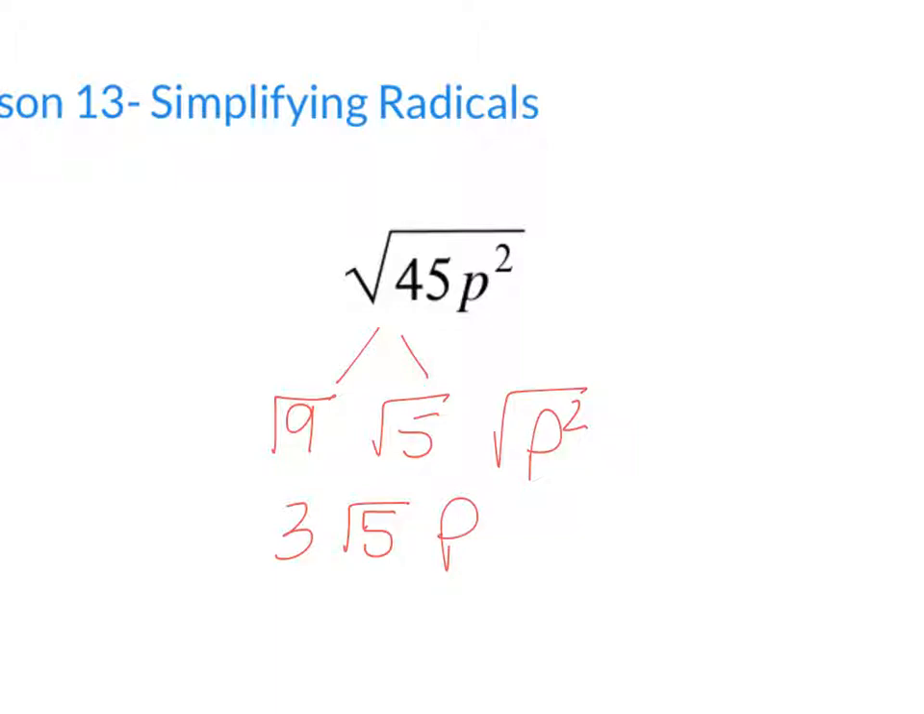The reason why the square root of p squared becomes p is because it's p times p, which becomes p squared. Because that's the case, when you take a square root, you undo something times itself, so it just becomes p. I'm going to bring everything that's outside of a radical to the front, so I get 3p, the square root of 5.